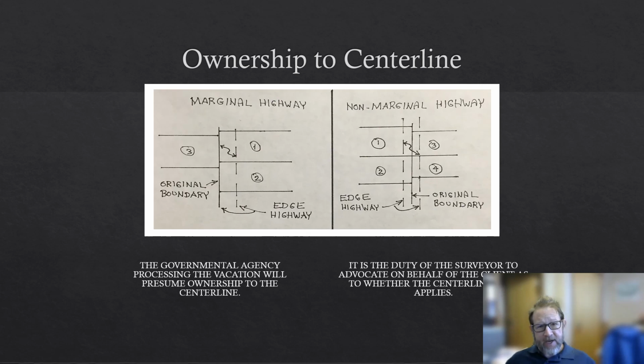Now, the important takeaway is that the governing body that processes the road vacation, they are going to presume ownership to the center of the line. They're not going to do any title search, anything like that, to fight for one side or the other. They're going to presume ownership to the center of the line. It's up to the surveyor and the people advocating for the landowners to determine who exactly owns what. And that needs to be done beforehand, not after the vacation, but as a part of the submittals to the road vacation, the maps, the deeds, whatever you're preparing for the client. You got to be clear in who owns what, and you got to record that with the road vacation itself.